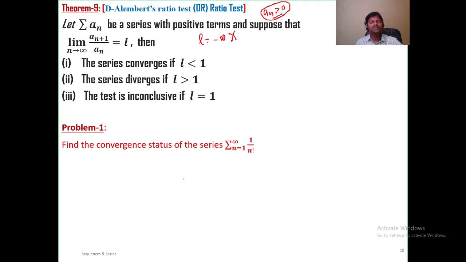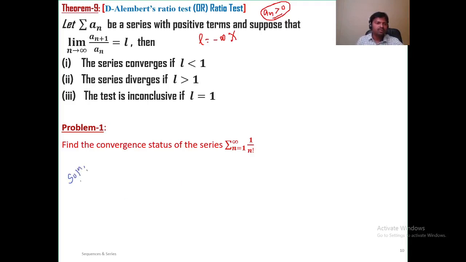Look, a single problem we are doing by different methods. The only thing is you should have a grip on the test. Once you have a complete grip on the test, you can play with the problems. Otherwise, problems will play with you. So do more problems to get a complete grip on the convergence of series.